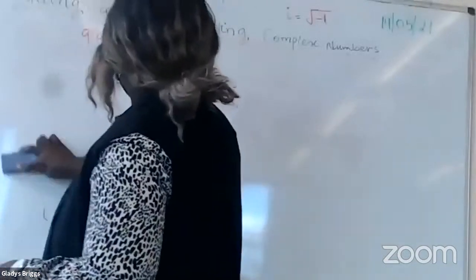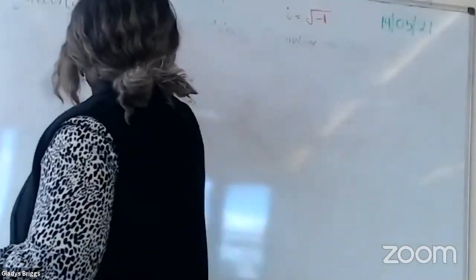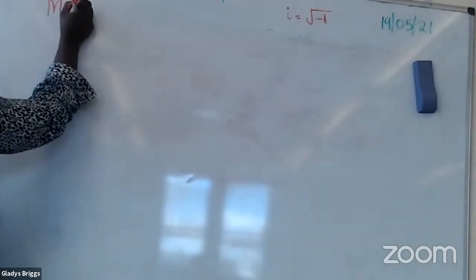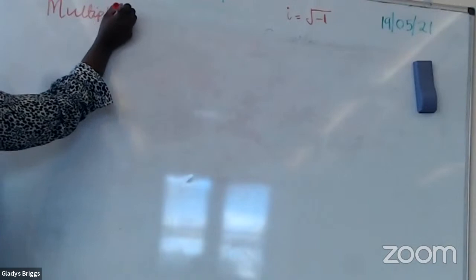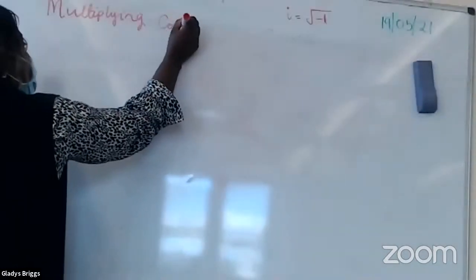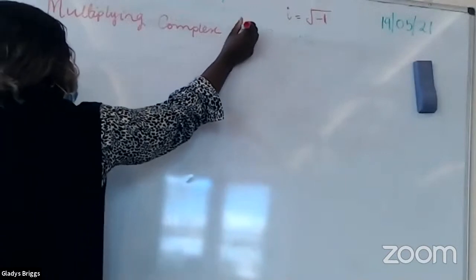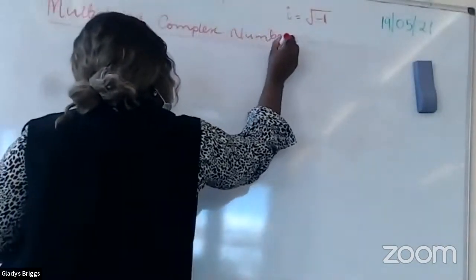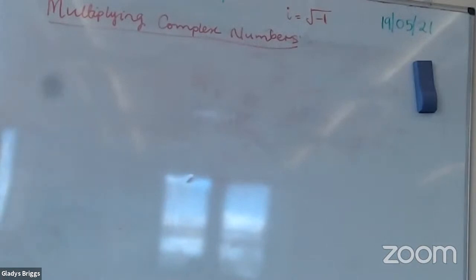Okay, let's have a look at multiplying and dividing complex numbers. Or just multiplying. Oh, multiplying. Let's do multiplying complex numbers. Dividing will be a little bit pushing the boundaries. Right. So we do this the same way as we do expanding brackets.